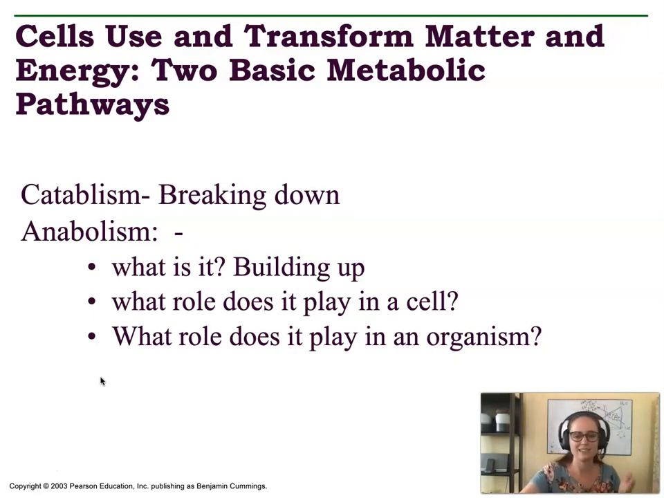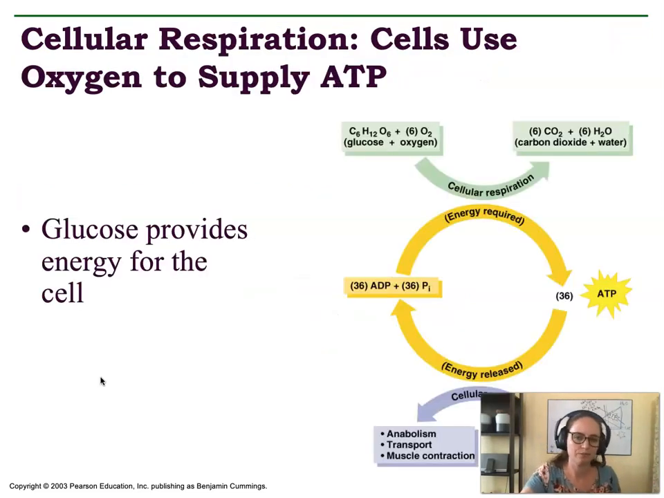So metabolism is a cellular activity. Metabolism happens in cells. Now, one specific metabolic pathway is cellular respiration. We're going to catabolize glucose. We're going to utilize oxygen. And that's going to lead to the synthesis of ATP with a byproduct of carbon dioxide and water. That ATP can then be used for cellular work.